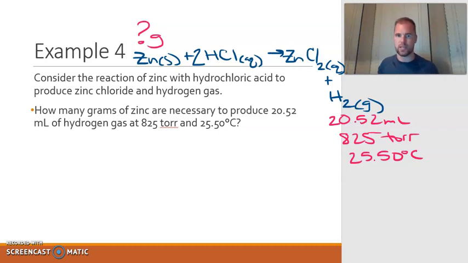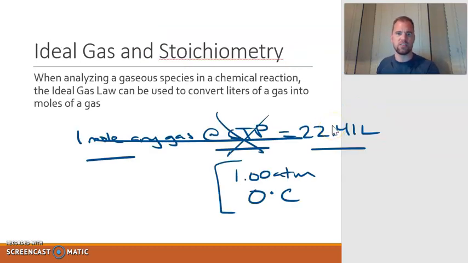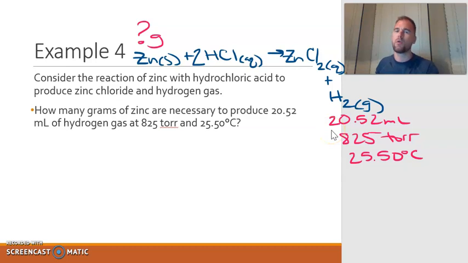So the stoichiometry is not changing. Here's what's changing. You're taking what you're given, and you need to somehow convert this information about hydrogen gas into moles. If the room was at STP, we could use that easy conversion we saw in the previous slide. We could use this to just simply convert into moles. The problem is it's not at STP. It's got these units over here that are not your STP units. So how do you get converted to moles? You use the ideal gas law equation.